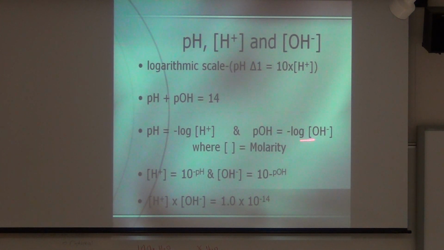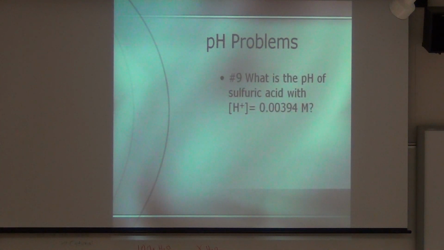Our pH equation and pOH equation are the same. The only thing that's different is whether it's the concentration of the hydrogen ion or the hydroxide ion, and then go in the opposite direction to find the concentration. We're going to do 10 to the negative pH or 10 to the negative pOH. The only dicey part of that is making sure that you know how to put those into your calculator. So let's do one. Problem number 9 is actually problem number 12, I believe.